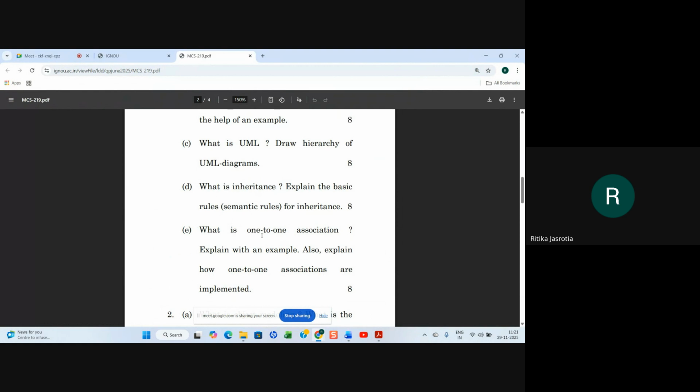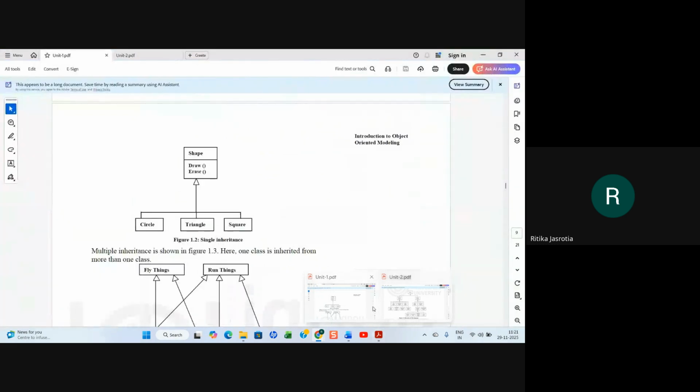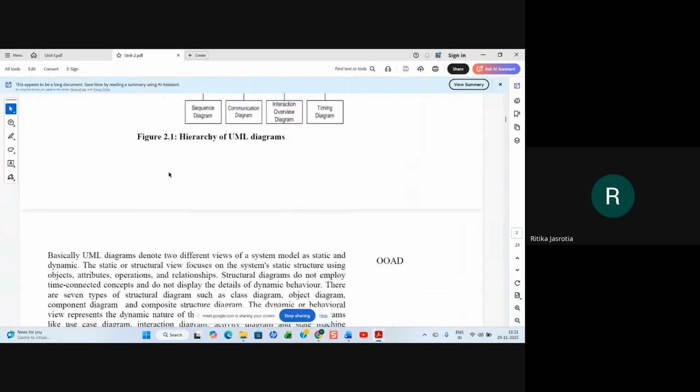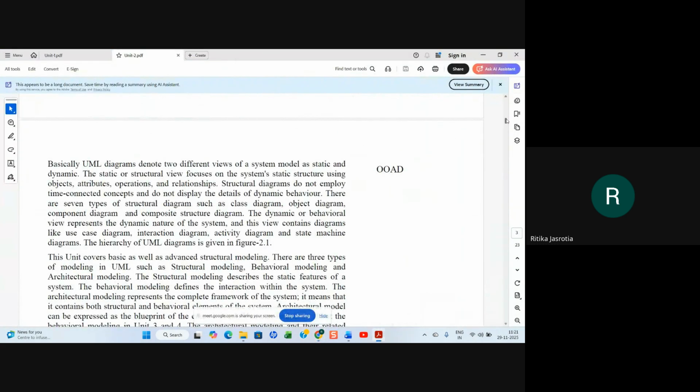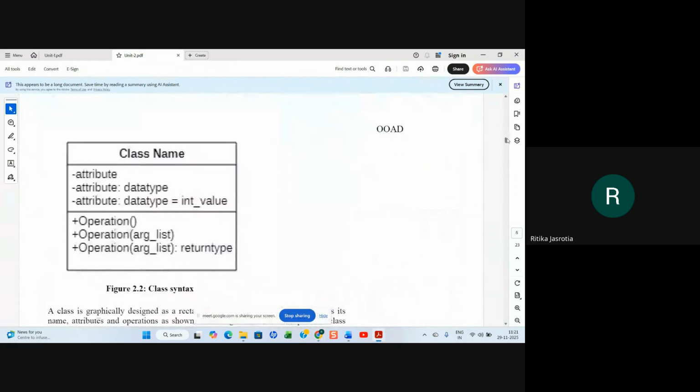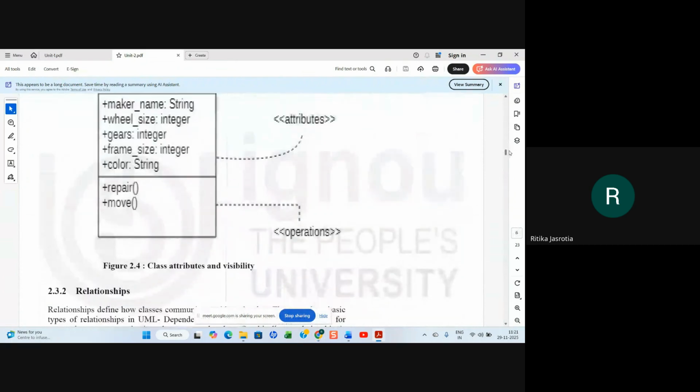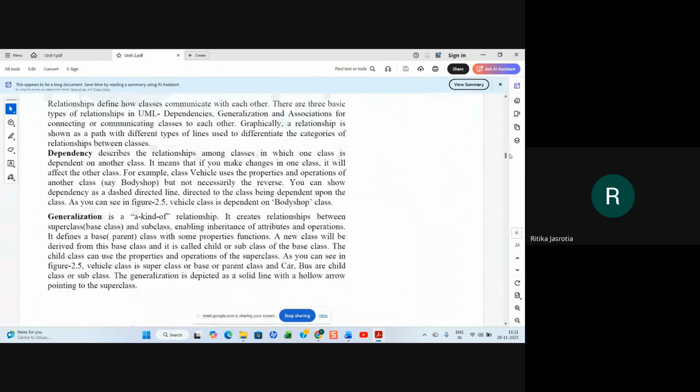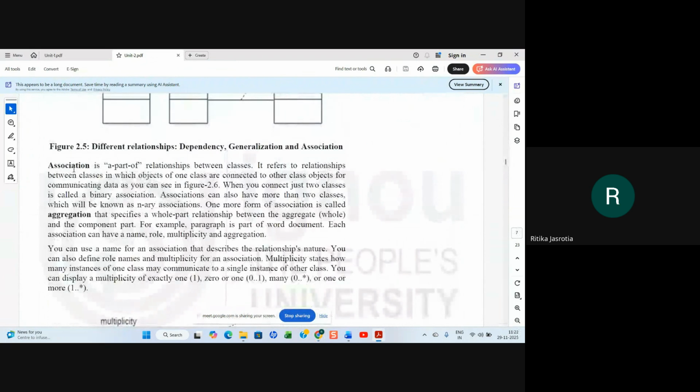What is one-to-one association? Explain with an example. Always also explain how one-to-one associations are implemented. If you are asked for one-to-one association, I think associations are given here. And here your classes are there, relationship. So this is your association.